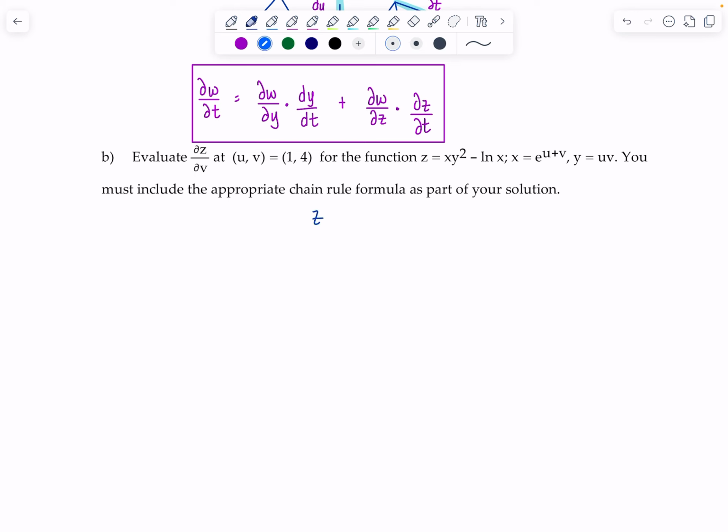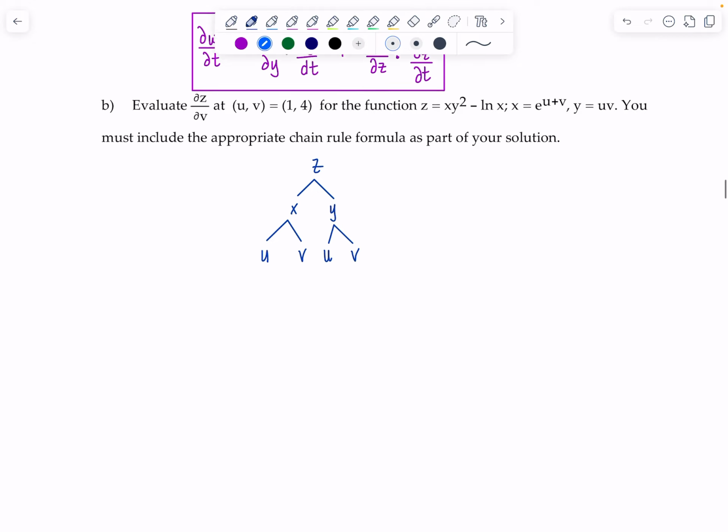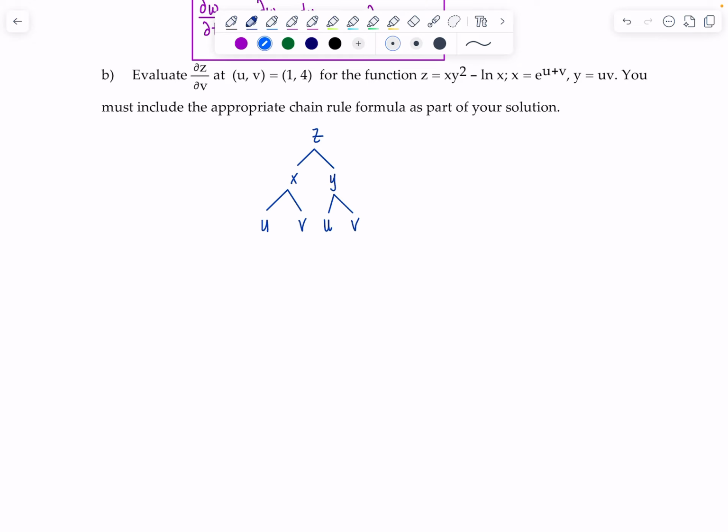So z is a function of x and y. And then x is a function of u and v. Oh, and so is y. Right? Okay, so let's write out the chain rule formula for del z, del v. Here's z, here's the v's. We got to go down this way and this way. Those are all going to be partials.